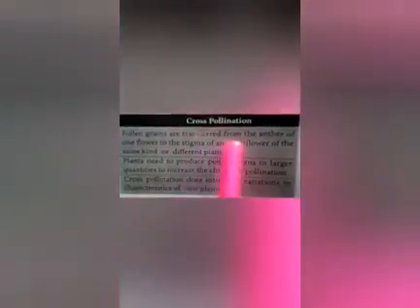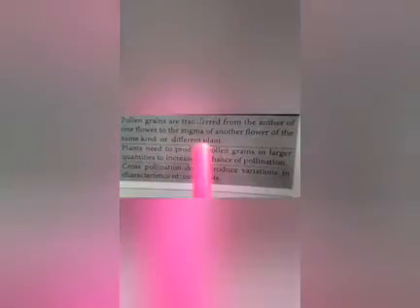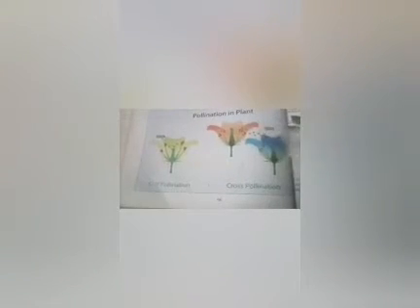Cross-pollination: pollen grains are transferred from the anther of one flower to the stigma of another flower of the same kind or a different plant. Next point, plants need to produce pollen grains in larger quantity to increase the chance of pollination. Third point, cross-pollination does introduce variation in the characteristics of the new plant.